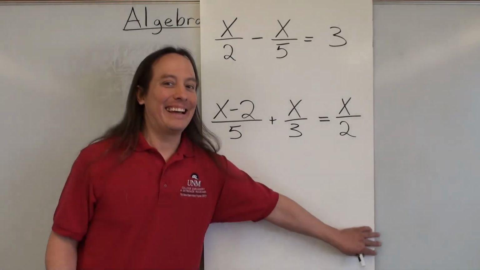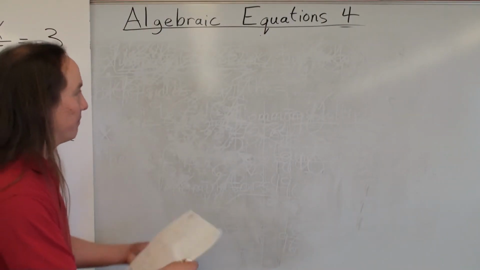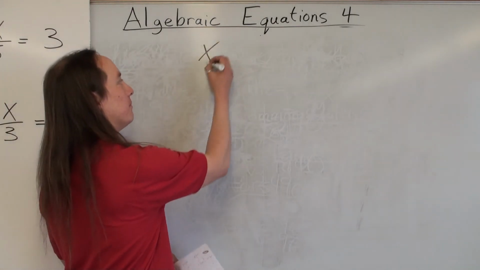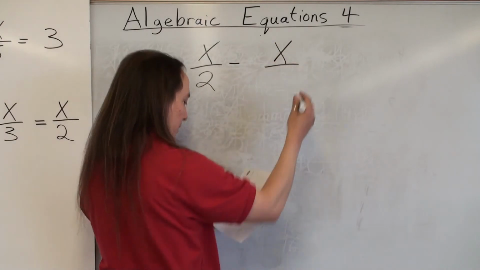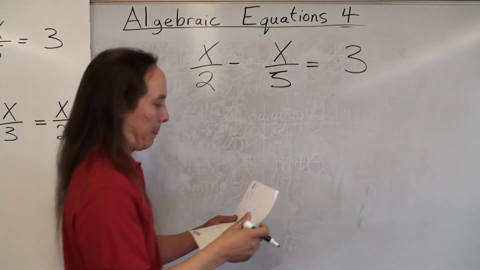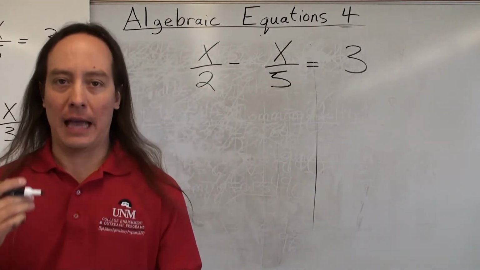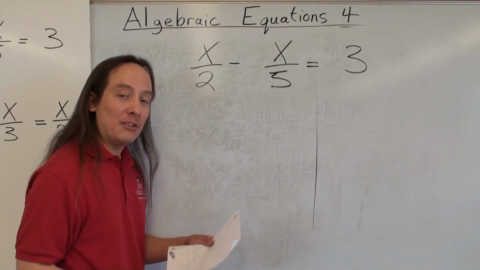All right. How did it go? So your first one was x over 2 minus x over 5 was equal to 3. Put the line. Okay. What did you get? I'm curious. So what's the first thing we have to do?